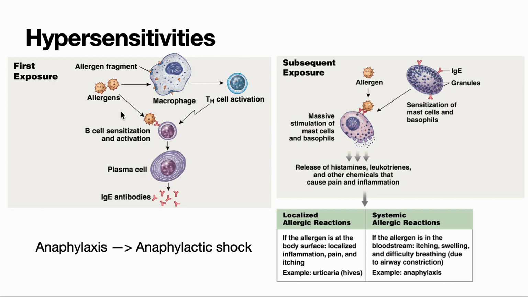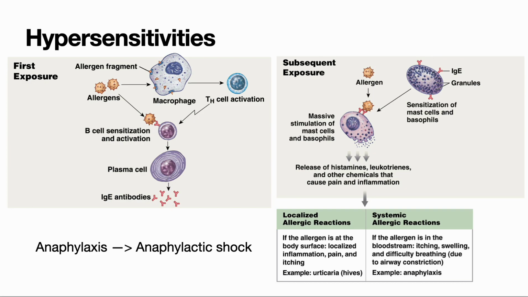So you can see over here in a first exposure, we've got our little allergen fragments being presented by a macrophage, which is activating a T helper cell. Also, it's binding to a B cell, which is causing it to sensitize. The T helper cell and the sensitized B cell can now come together, and the helper cell will activate the B cell, so it starts producing antibodies against that pollen.